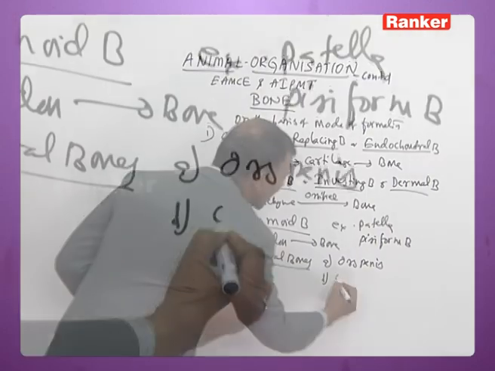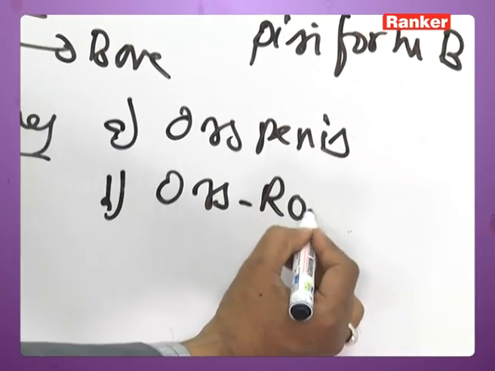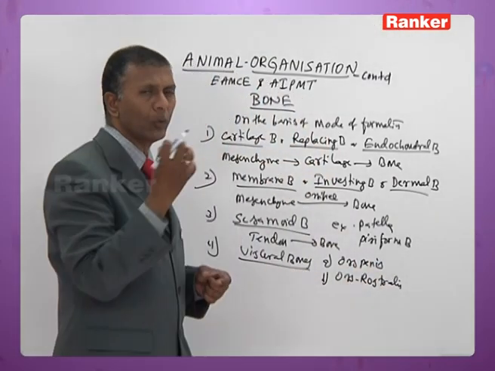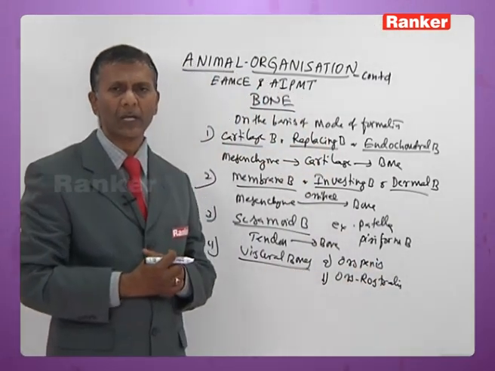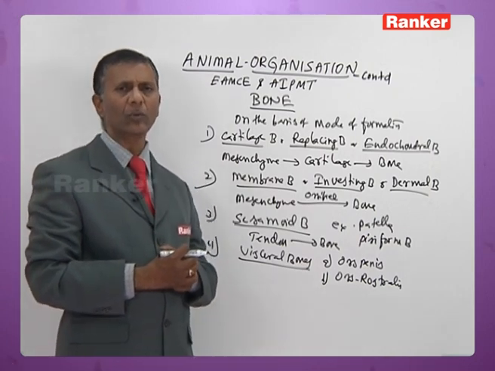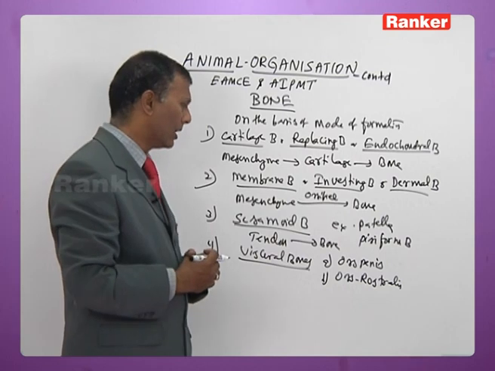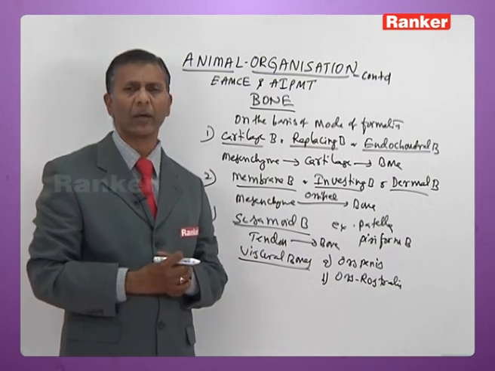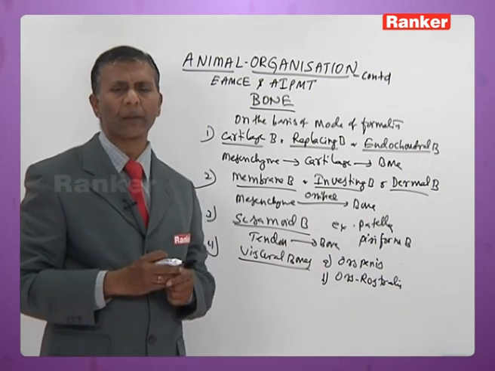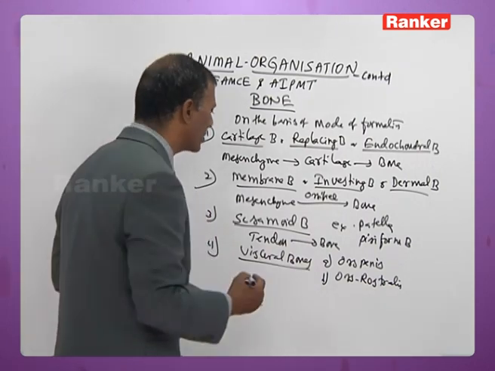Then os rostralis. The snout part in certain mammals is again modified, ossified connective tissue. Like in pigs, the rostrum part is an ossified part of connective tissue. So os rostralis you call it.